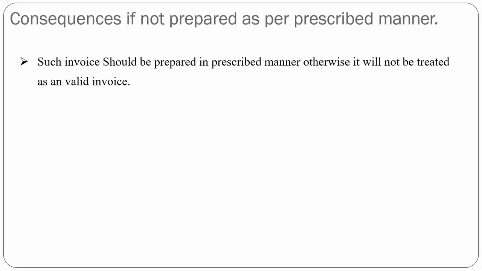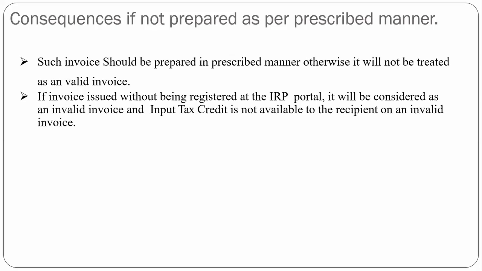This is an important slide. Consequences: what if you don't do it? Your invoice will not be a valid invoice. Now, if your invoice is not a valid invoice, then the opposite person, the purchaser, will not be able to take the ITC. His ITC can be rejected. Of course, there can be ifs and buts, but his ITC can be rejected. That is one important part.